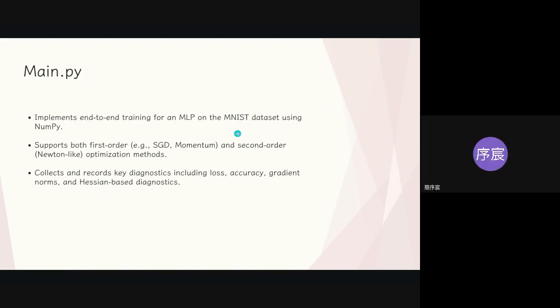MNIST dataset using NumPy, and then it supports the first order methods, such as SGD and momentum, and top-K with error feedback, and also second order, like the Newton-like optimization methods. And also you can collect the key diagnostics, including loss, accuracy, gradient norms, and Hessian-based diagonals.